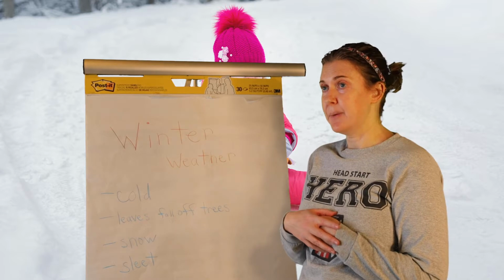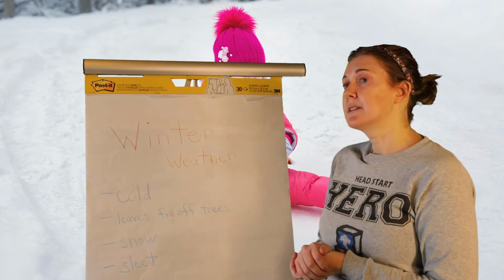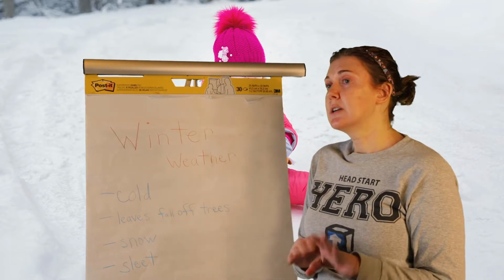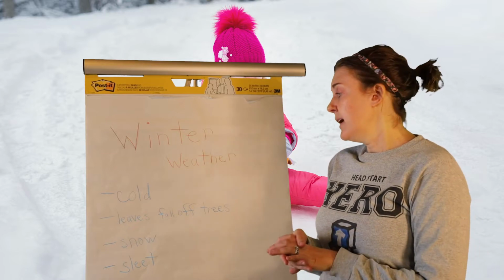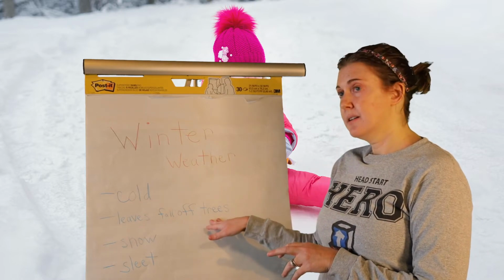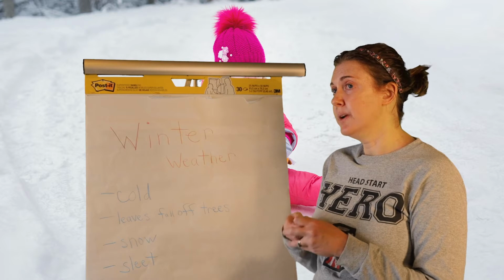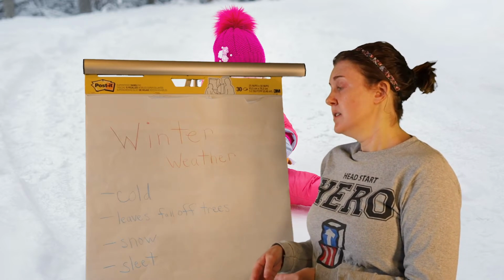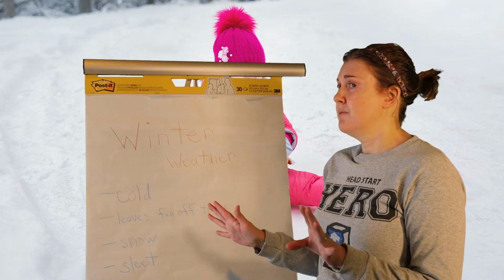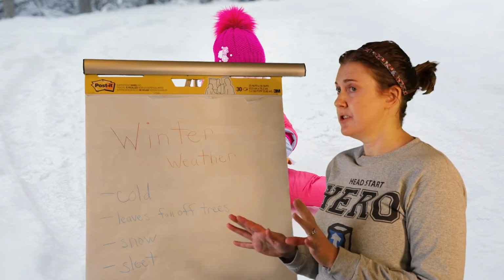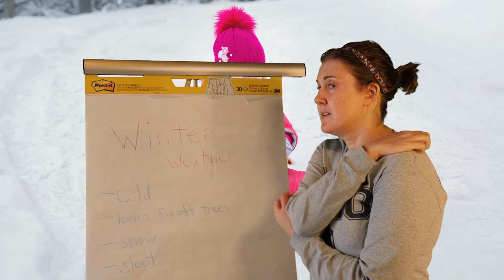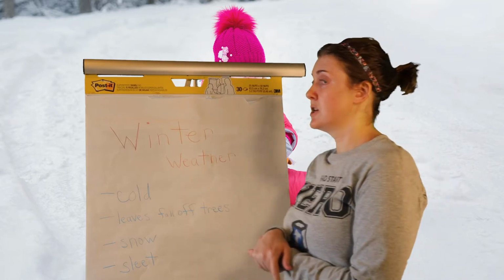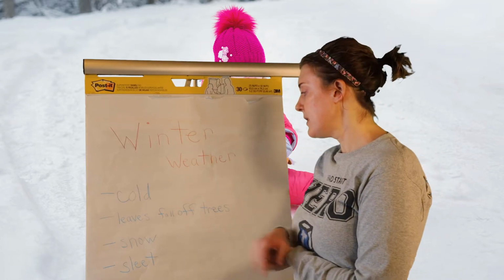Something else that happens, if you see trees, the next time you go outside, look at your trees around your house and the leaves will all be gone. So the leaves die in the winter because it's cold and they fall to the ground. So all the trees are bare. They have only the branches, no leaves. So next time you're outside, look and see if you can see your trees with no leaves on them.